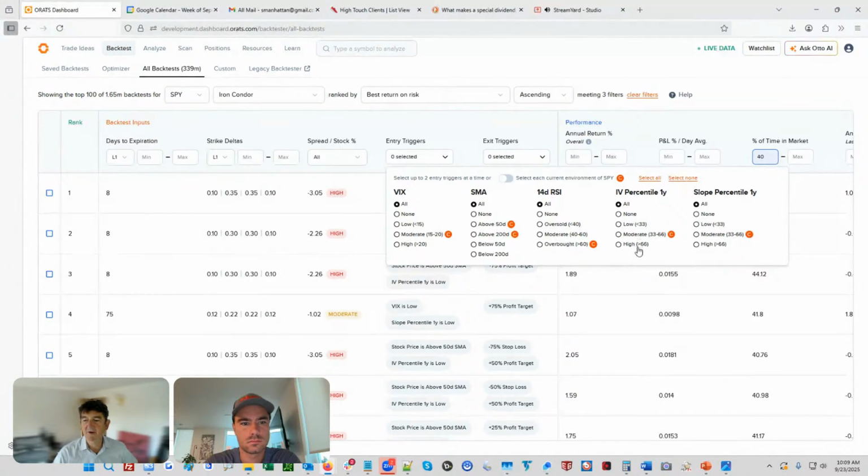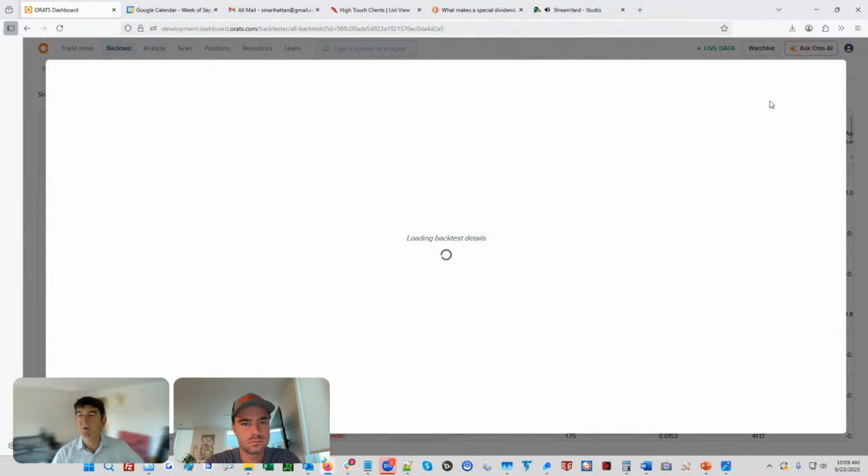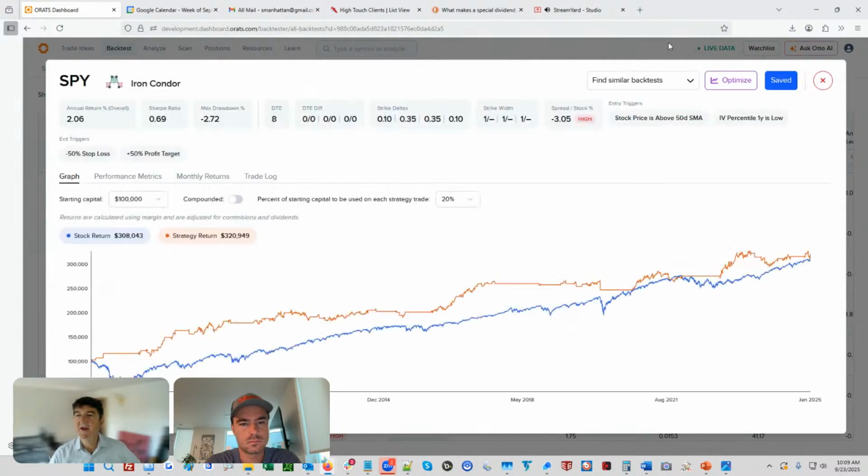IV percentile are in these ranges. Slope percentile, that's the skew, how much the puts are above the calls. And where these C's are, that's the current market. So RSI is overbought, for example. And what we'll do is we'll only show backtests that meet these criteria.